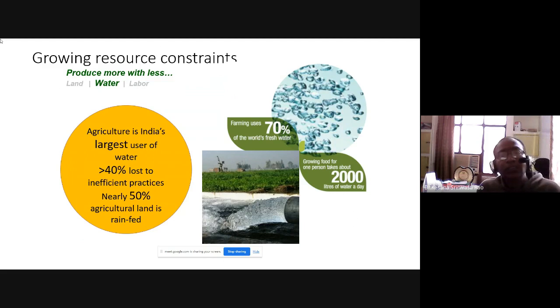Yes, the resource constraints. So there are from the water point of view also. The largest user of water, more than 40% is lost to inefficient practices. Nearly 50% of agriculture land is rain fed. Still, though we have a good number of irrigation sources, more than 50% of agriculture land is rain fed, so that depends only on rain.